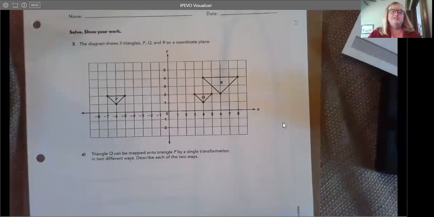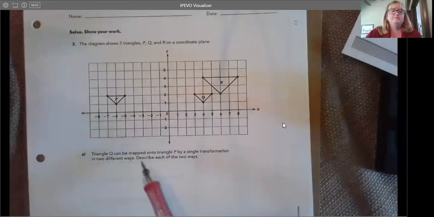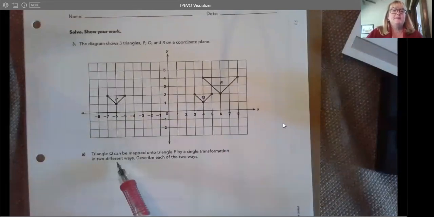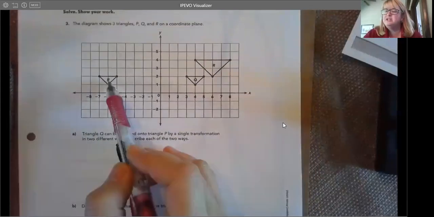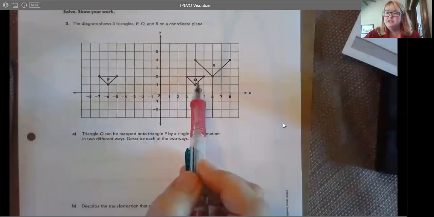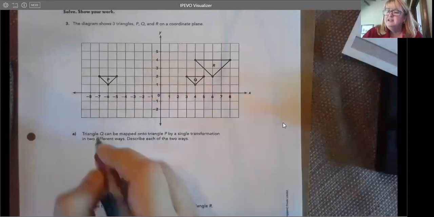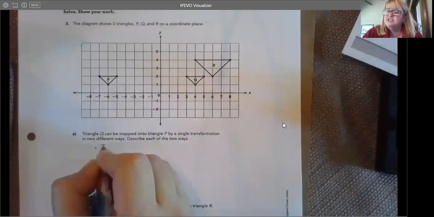Okay, the diagram shows 3 triangles. We're on number 3. 3 triangles, P, Q, and R in a coordinate plane. And here's P, here's triangle Q, here's R. Triangle Q can be mapped onto triangle P by a single transformation in 2 different ways. Describe each of the 2 ways. Okay, so there are 2 ways to go from P to Q. Think about it. Could we get from P to Q by a translation? That's a slide. Can we slide it over? Well, the answer is yes. So we can slide it over by a translation.